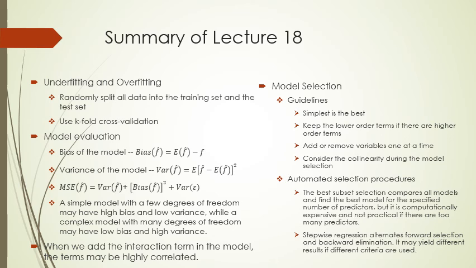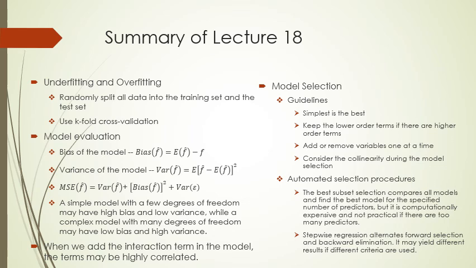There are several guidelines that we should follow in the model selection. First, the simplest is best. Second, we should keep the lower order terms if we include the higher order terms in the model. Third, add or remove variables one at a time, preferably using the automated variable selection procedures. Last, consider the collinearity during the model selection.